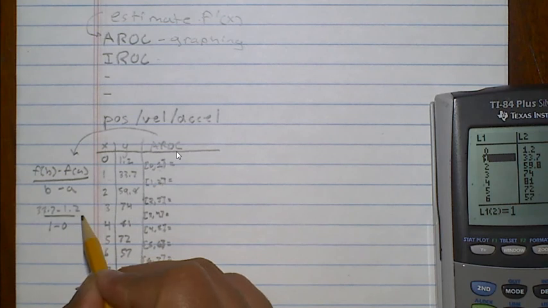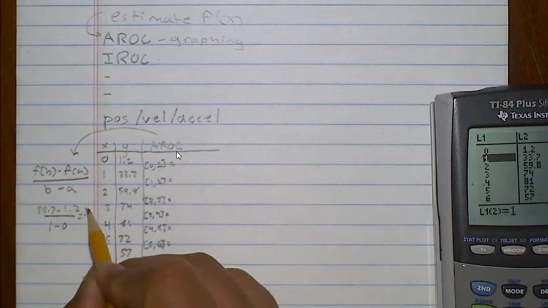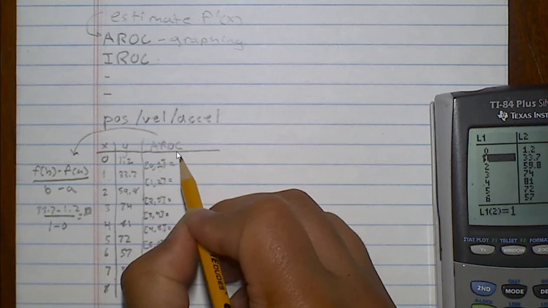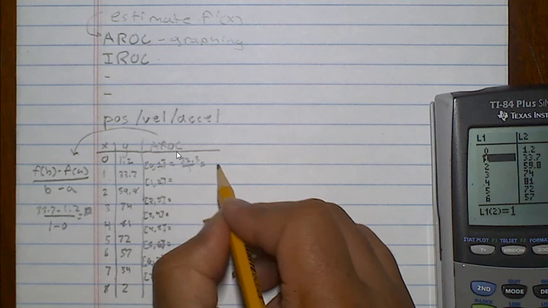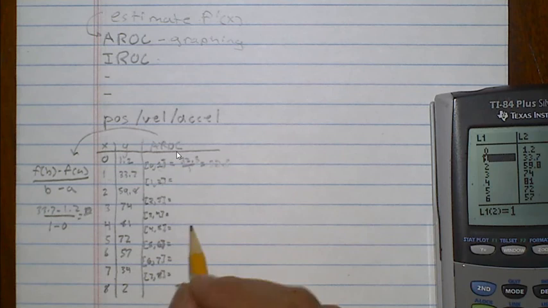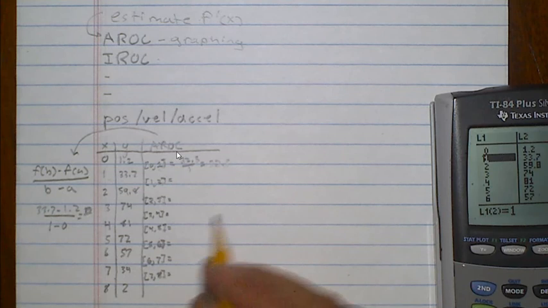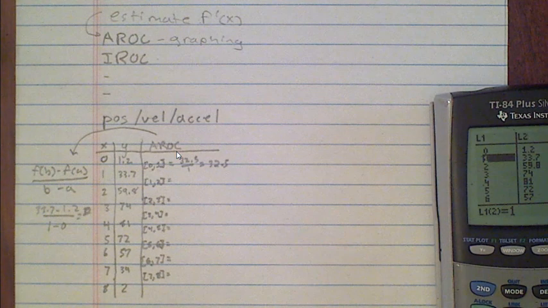Okay, and what do I get there? I get 32.5 over 1. There, let me just write it right here. 32.5 over 1, which is 32.5. Okay, so it's kind of hard to see. Let me see if this will work a little better. Alright, that works a little bit better. So that's our average rate of change.